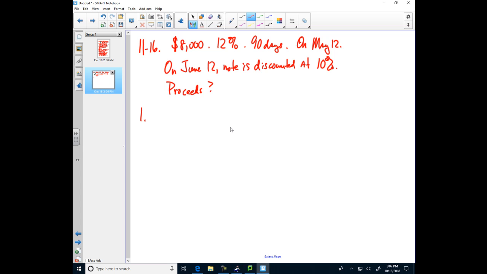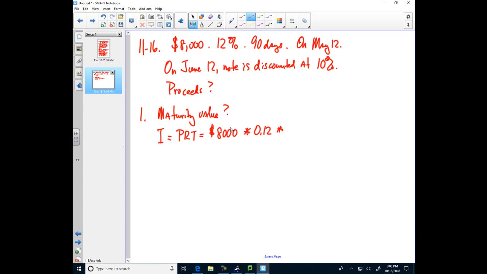So step one, we want to find the maturity value. That's what we're looking for. So first we have to find the interest, don't we? Let me put the whole formula there. PRT. So we've got 8,000, and our rate is 12% expressed as a decimal, which is 0.12. That's pretty high interest, isn't it?